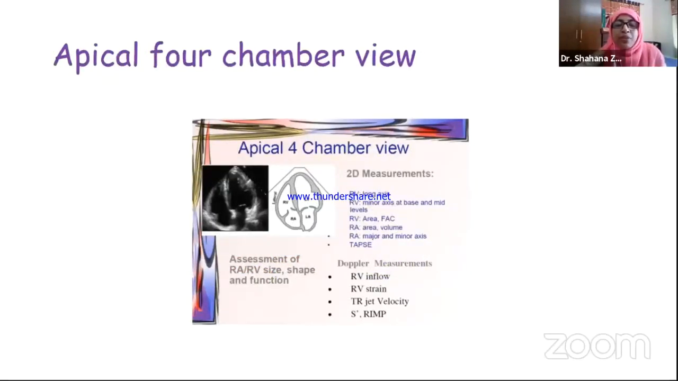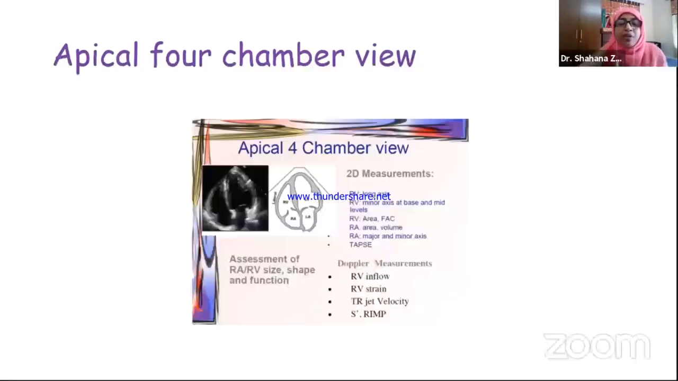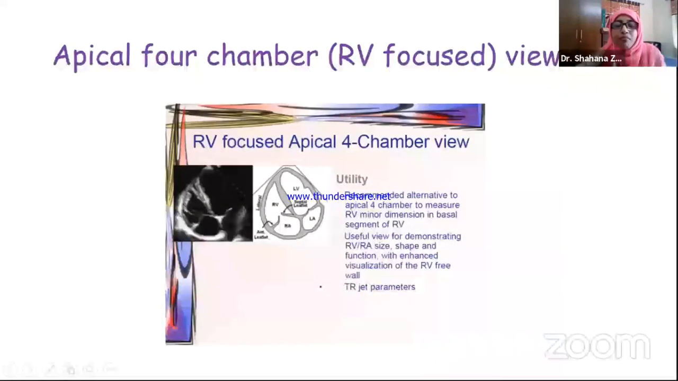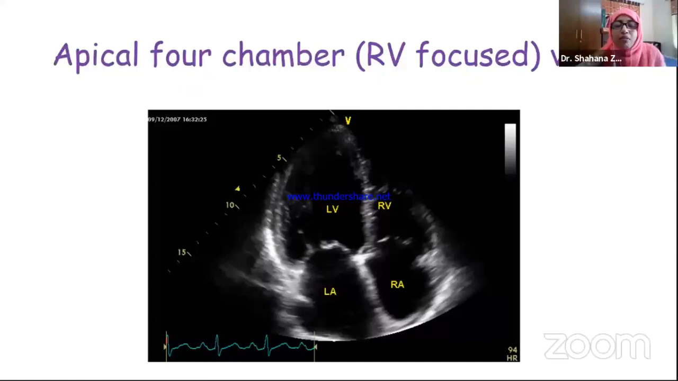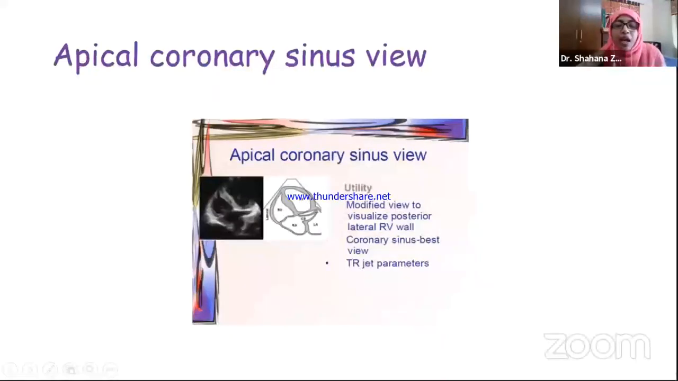Apical four chamber view and RV focused view: we use these two views for the assessment of RV size, shape, and function. Apical five chamber view is the modified view. Here the moderator band is best visualized, and we also take the measurement of the TR jet from this view. Apical coronary sinus view is used for assessment of the coronary sinus.